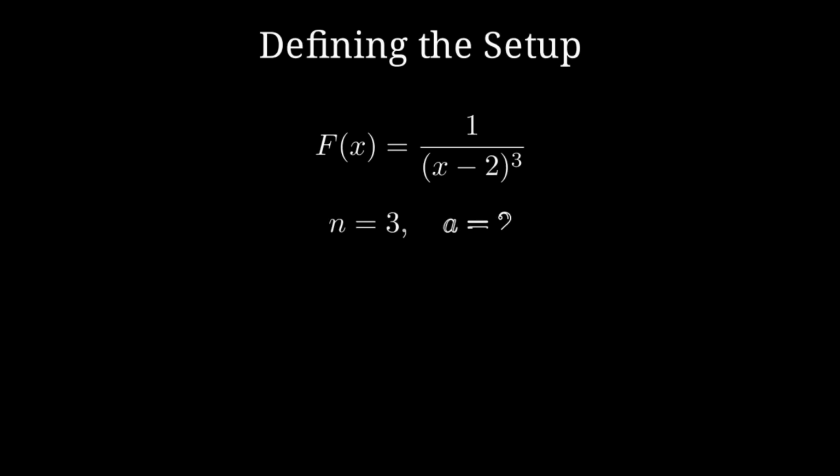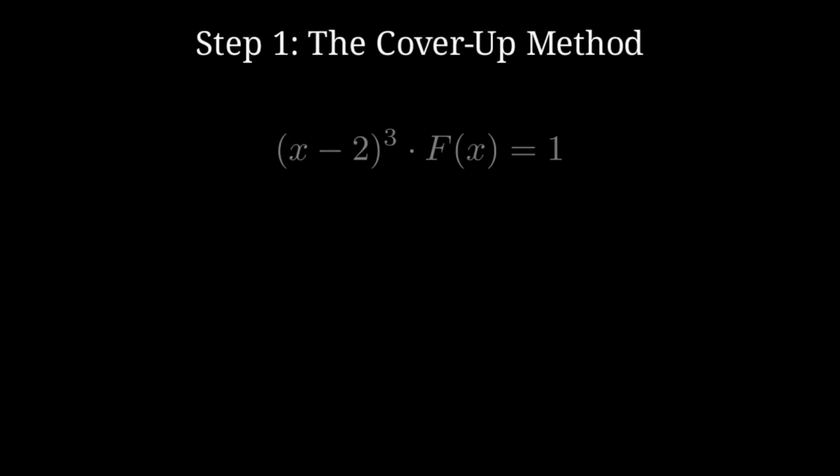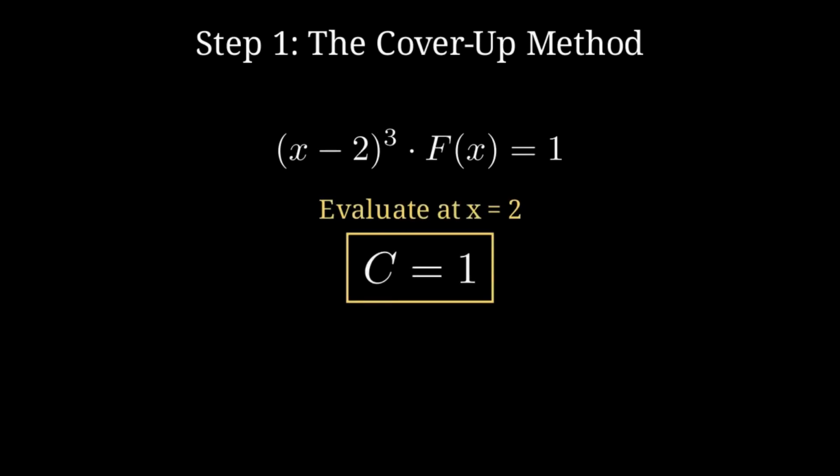In this example, the factor x minus 2 is repeated 3 times. We have 3 constants to find. We call the highest power coefficient, in this case c, the easiest to find using the standard cover-up method before we move to differentiation. First, multiply both sides by the highest power of the repeated factor to isolate the constant. By substituting the root, x equals 2, all other terms vanish, leaving us with our first constant. This serves as the foundation for our next steps.